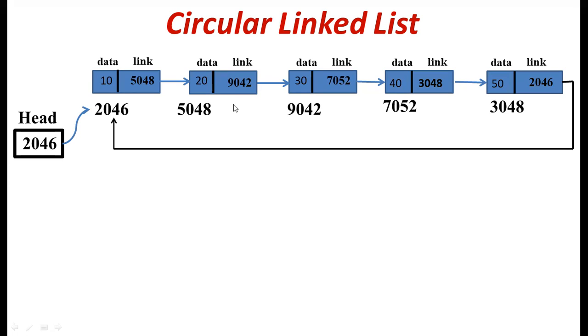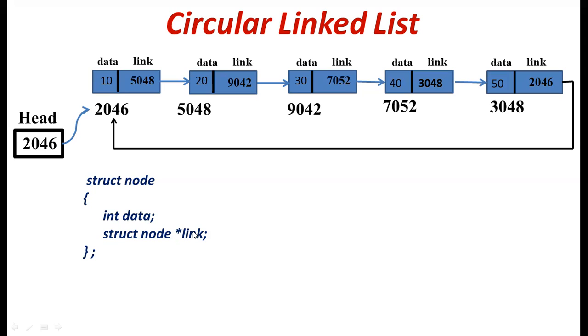Here the representation of a node in a circular linked list is similar to that of a single linked list. We write struct node, int data, struct node pointer link. In struct node we have two fields. The first field is the data field, which is of integer type. The second field is the link field, which holds the address of the next node.